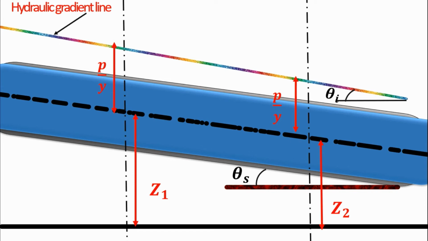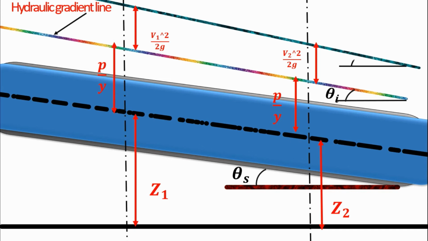Locate the kinetic head and draw a line joining the kinetic head. The line formed by joining various points of kinetic head is known as the total energy line or energy gradient line.